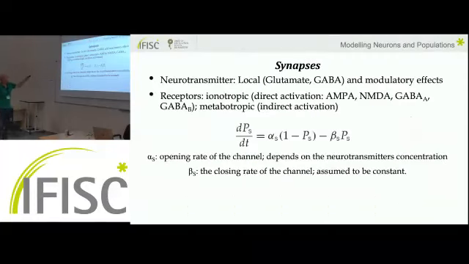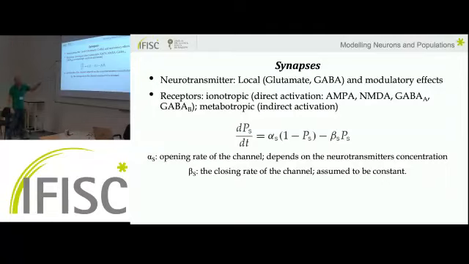As I said, in synapses we have these neurotransmitters in the presynaptic part. If they act locally, that means directly over the receptor, like glutamate and GABA. But there are other neurotransmitters that have a modulatory effect, which are more complicated. The receptor can be what is called ionotropic, which activates the channel directly, so as soon as they receive it, they open the channel. We talked about them already. And there are metabotropic, which are indirect activation. So I go to a place in the receptor, and then this part opens the channel. So it's a 2-step process.